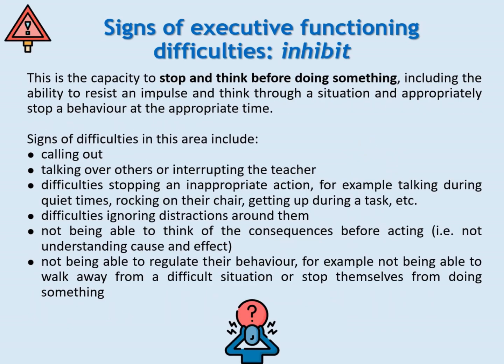Signs of executive functioning difficulties. Inhibit. This is the capacity to stop and think before doing something, including the ability to resist an impulse and think through a situation and appropriately stop a behavior at the appropriate time. Signs of difficulties in this area include calling out, talking over others or interrupting the teacher, difficulties stopping an inappropriate action, for example, talking during quiet times, rocking on their chair, or getting up during a task.